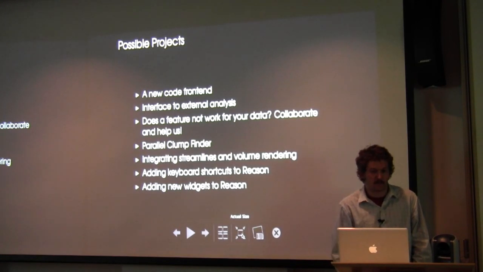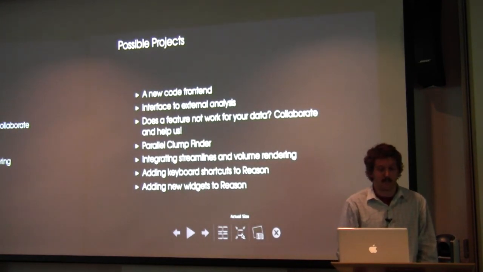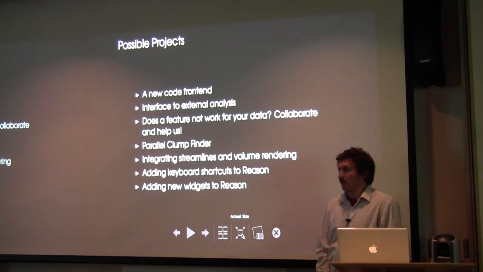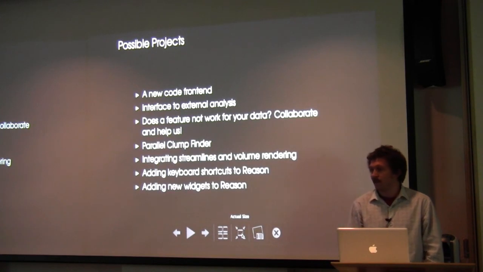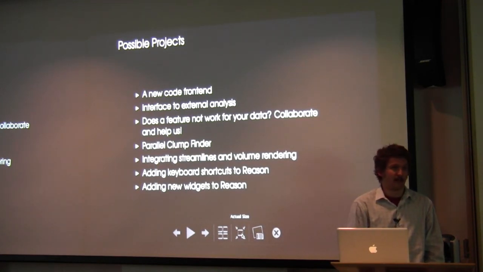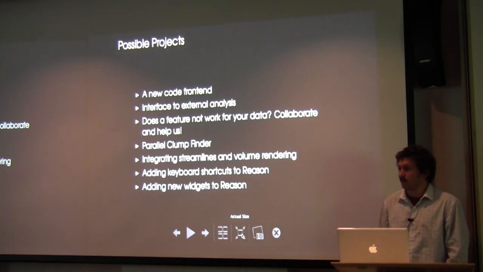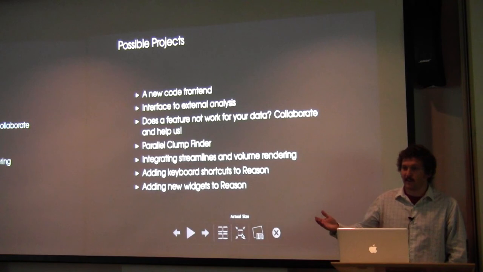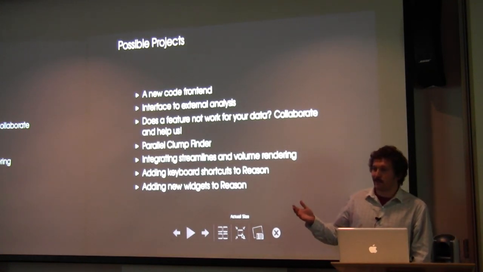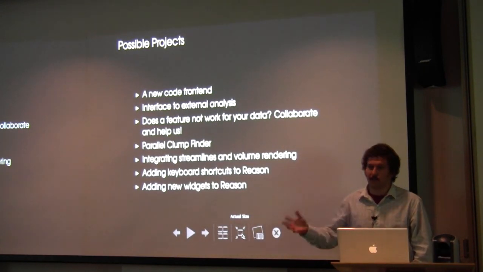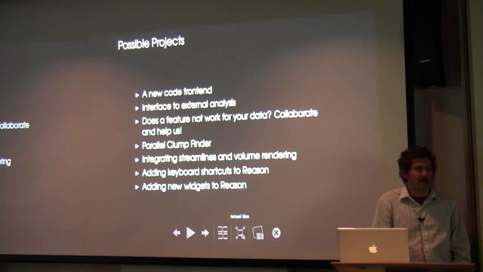And then a few particular projects, if anybody wants to work on them, are things like the parallel clump finder. Somebody mentioned trying to show streamlines and volume renders in the same frame so that you can integrate those two. That'd be great for someone to work on. Maybe you want to add keyboard shortcuts to Reason. Cameron just showed us a great demonstration of how to interact with that. Maybe you want to add a new widget. We have slice and projection, and you can view the grids. Maybe you want to add something particular, a cutting plane, who knows, anything.